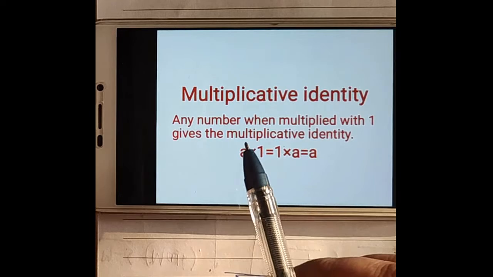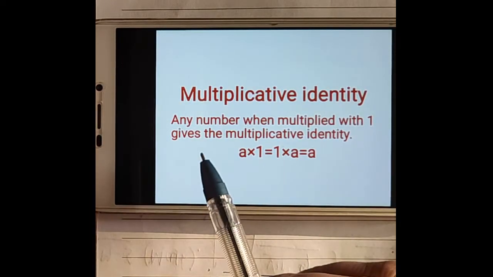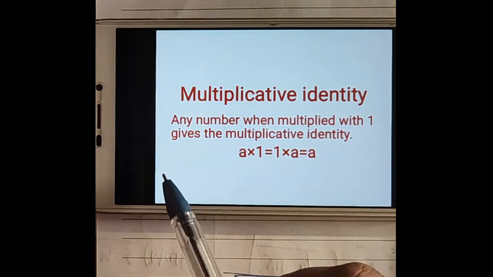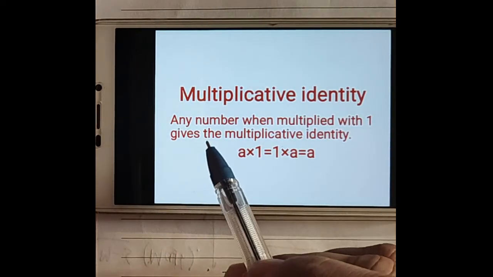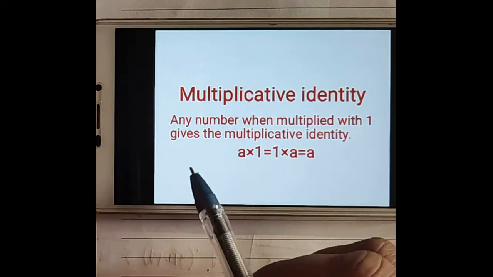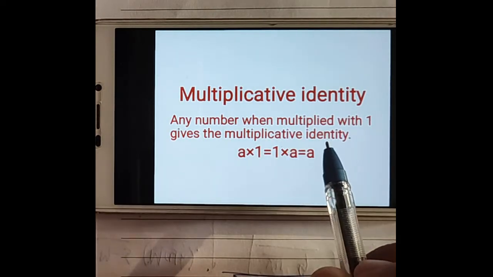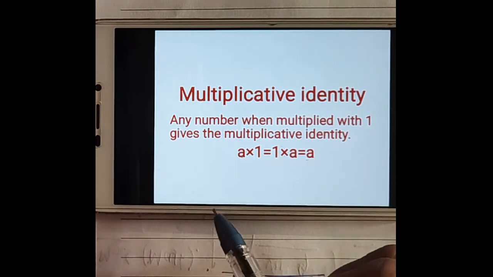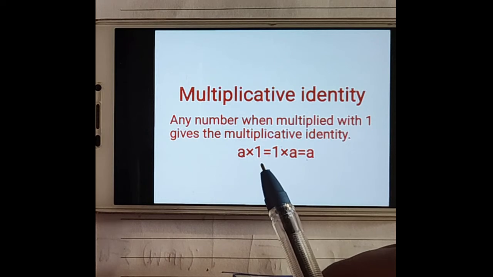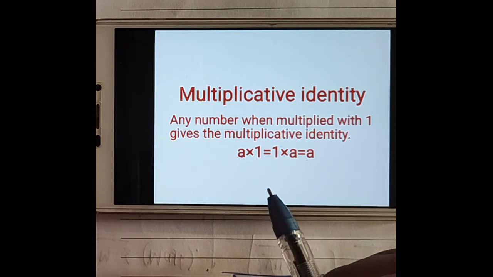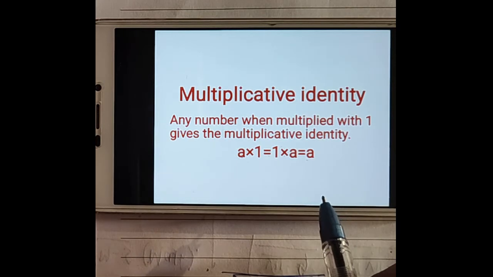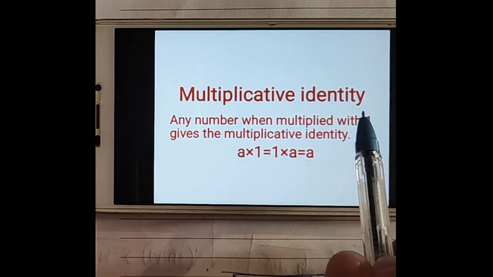Next, multiplicative identity. Okay, what does this mean? This is a very new term for us, so let us learn about multiplicative identity. Any number when multiplied with 1 gives the multiplicative identity, right? So a into 1 is equal to 1 into a is equal to a. The result will be a. Suppose 1 into 2 is equal to 2 into 1 is equal to 2, right? The identity won't change, but only when multiplying with 1.